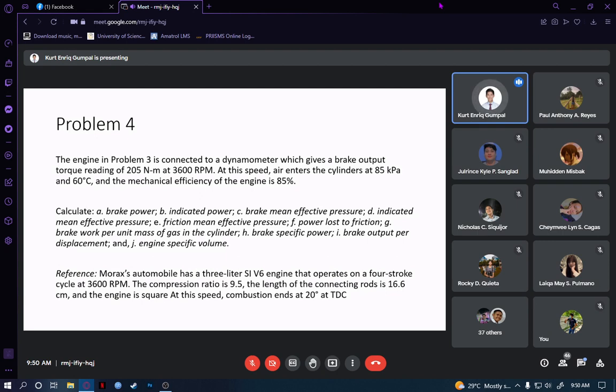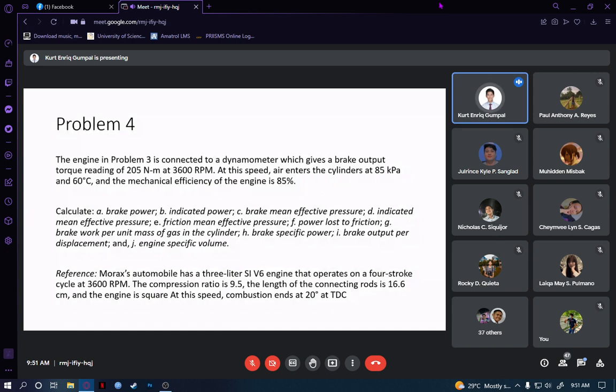Okay? Now, the reference, unsa tong problem 3, basi na makalimot, si Morax nga na automobile, nga 3 liters V6 engine, 3,600 RPM with 9.5 nga compression ratio. So, how do we solve this? Okay? Please take note, this is the problem. What if your automobile, yung automobile ni Morax, is connected to a dynamometer nga na output nga 205 Newton meters. At again, the speed is 3,600 RPM.